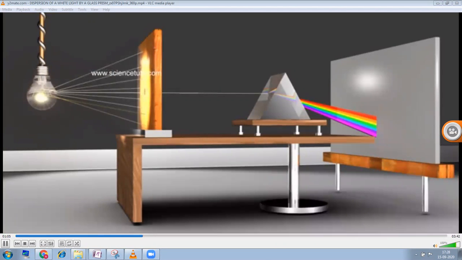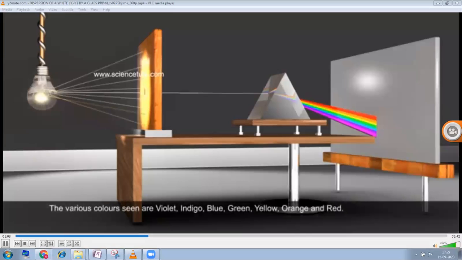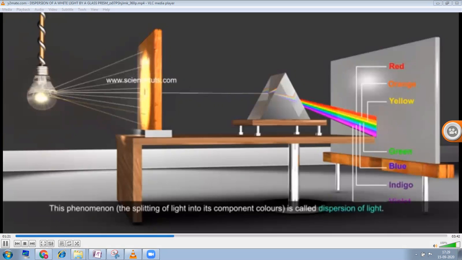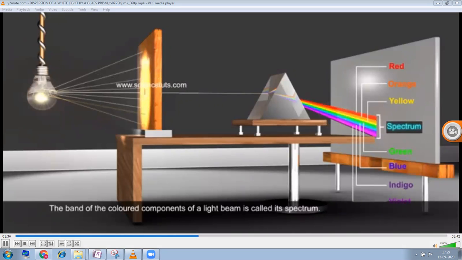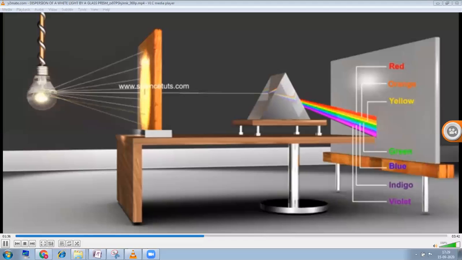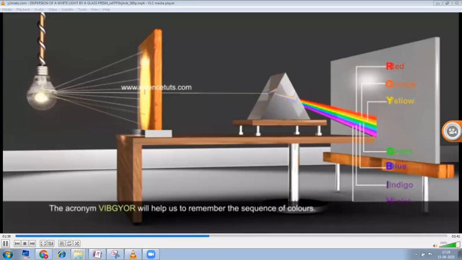What are the 7 colors that you see on the screen? The various colors seen are violet, indigo, blue, green, yellow, orange, and red. This phenomenon, the splitting of light into its component colors, is called dispersion of light. The band of the colored components of a light beam is called its spectrum. Why does this happen? The acronym VIBGYOR will help us to remember the sequence of colors.